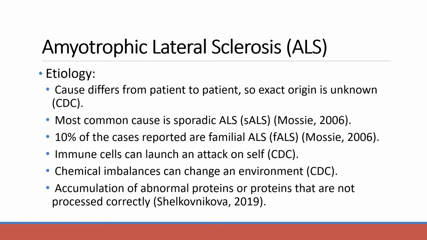ALS etiology. The exact origin is unknown according to the CDC because the cause differs from patient to patient. There are, however, two common types of ALS. The most common is sporadic ALS, which, as you would suspect, is due to randomness. About 10% of cases reported are familial ALS. Two genetic mutations that I'll discuss from the research are related to familial ALS.